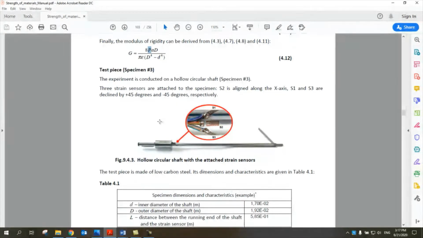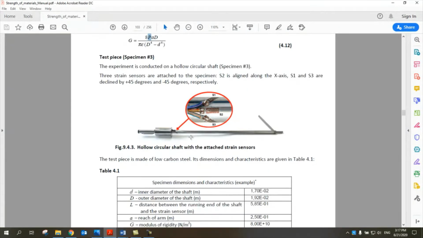So our test piece, specimen number 3, is the hollow shaft, and then we have this arm on which we will hang our loads. So this will be the distance A. We have 3 sensors, sensor number 1, 2, and 3. We will measure elongations or deformations in the axis, the middle, and then shifted 45 degrees for S1 and another 45 degrees for sensor number 2.